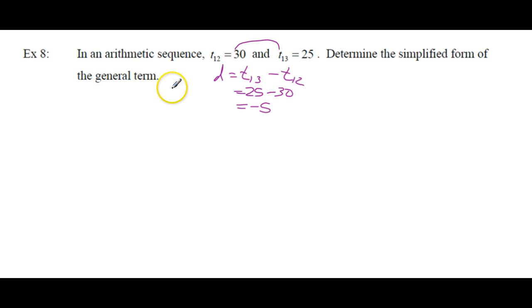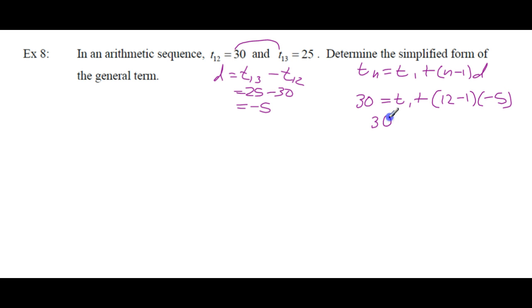And I want a simplified form for the general term. So we're going to need to figure out T1. We need T1. So remember, we've got this formula for general term: T1 plus n minus 1 times D. So we could do this for T12, right? So we can go 30 is equal to T1 plus, now 30 is T12, so n is 12. 12 minus 1. And we've got D now. So 30 is equal to T1, and this will be 11, so minus 55. Add 55 to both sides. T1 is 85.